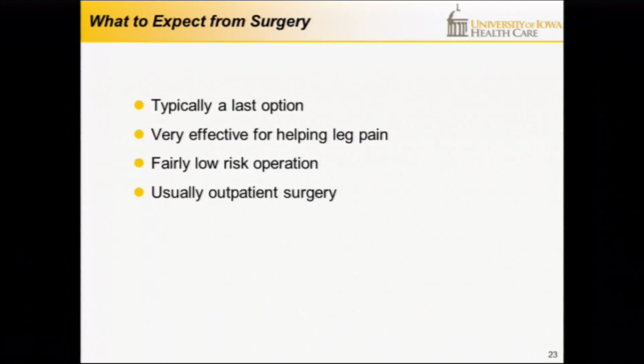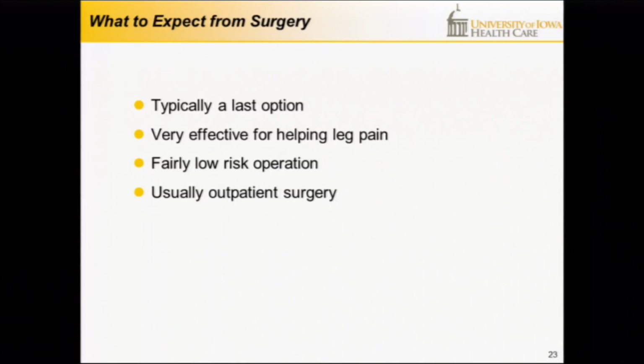So what to expect from surgery? Well, again, surgery is usually our last treatment option. If we are looking to relieve leg pain for a ruptured disc, the success rate for that is in the neighborhood of 90%. It is a fairly low risk operation, but as with any operation under general anesthesia, the risks are not zero, and usually it can be done as an outpatient.